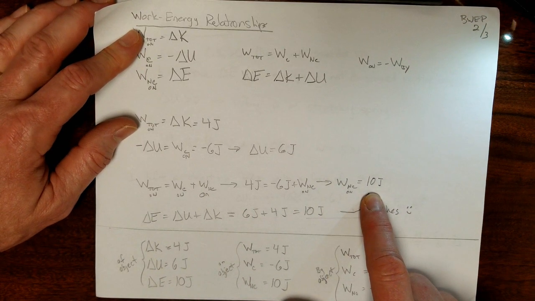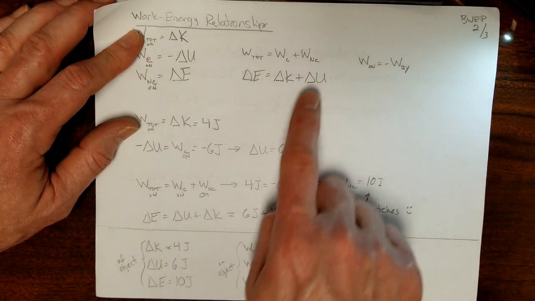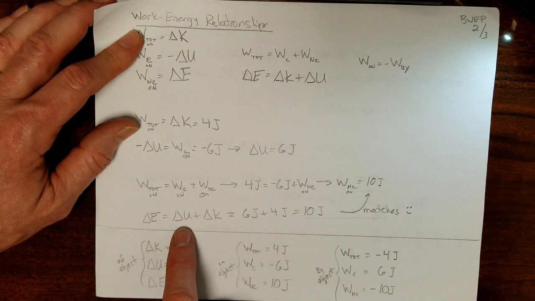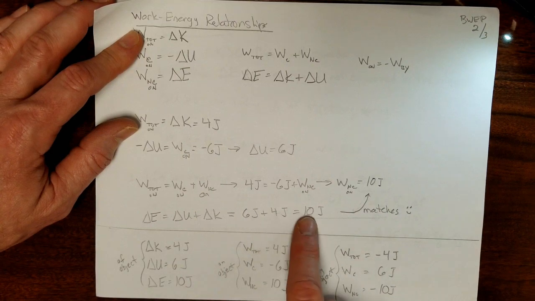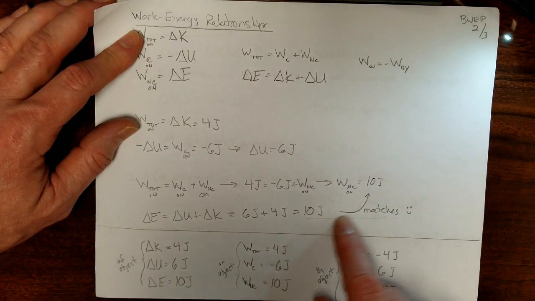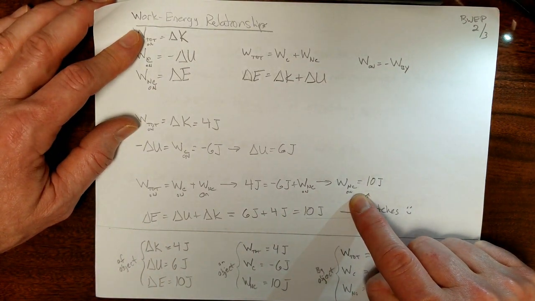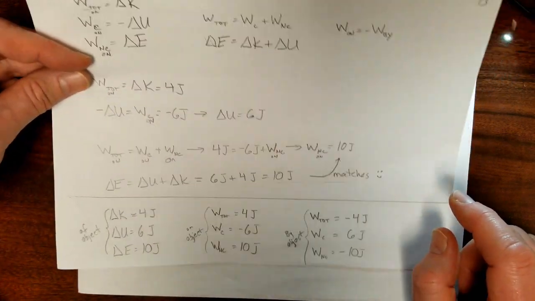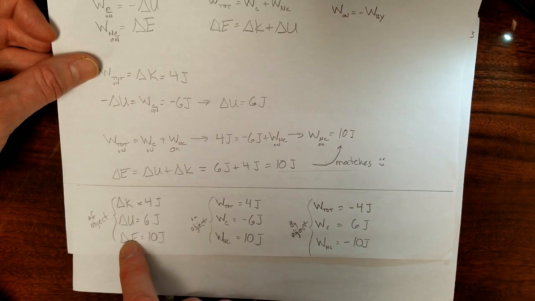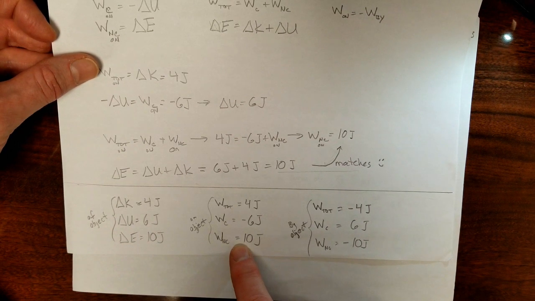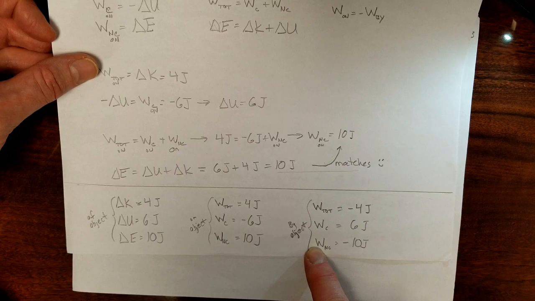and so therefore I can find the non-conservative work to be 10 joules. And I can double check my work by looking at my energy relationship there, because I know what the change in potential energy is, I know what the change in kinetic energy is, and so that should be equal to the change in energy, which should be equal to the non-conservative work done on that object. And so we basically summarize our answers down here: change in energy of the object, the work done on the object, and the work done by the object.